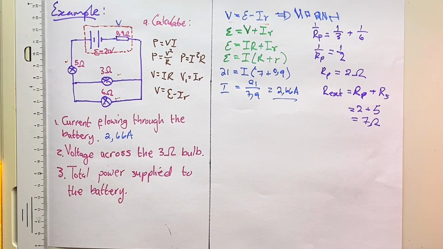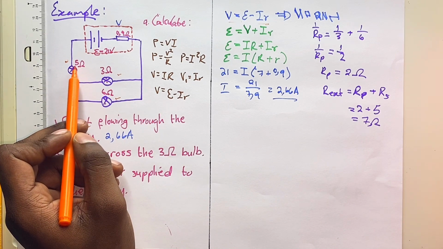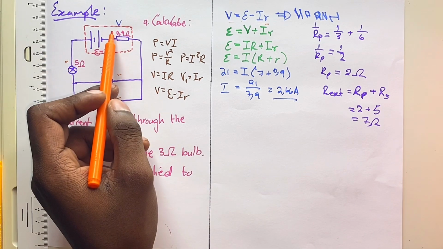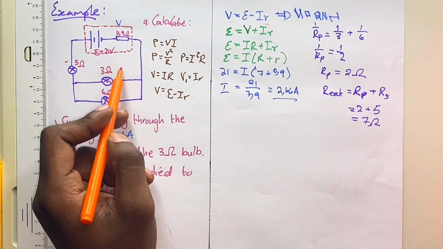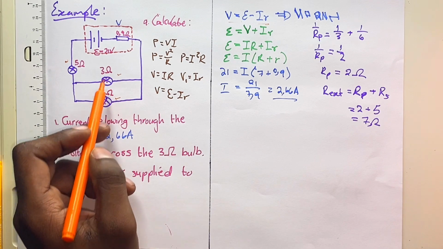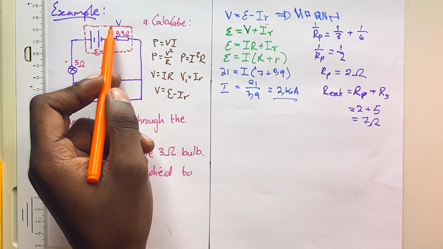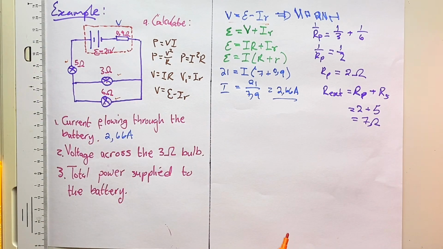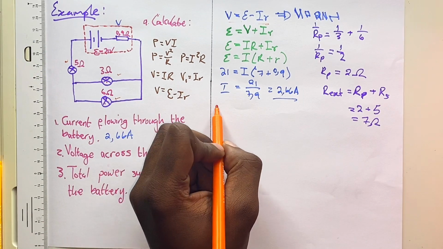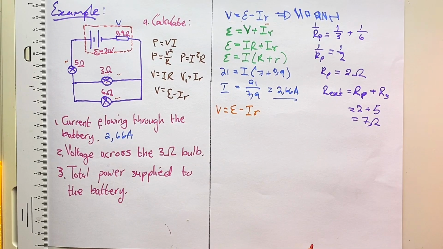So what I'm going to do is find the voltage at 5 ohm and then subtract it from the total voltage so that it gives me the voltage left here. We know that that voltage will be for both. They'll be equal in that way. So what is my total voltage? That will be V equal to EMF minus current times internal resistance.